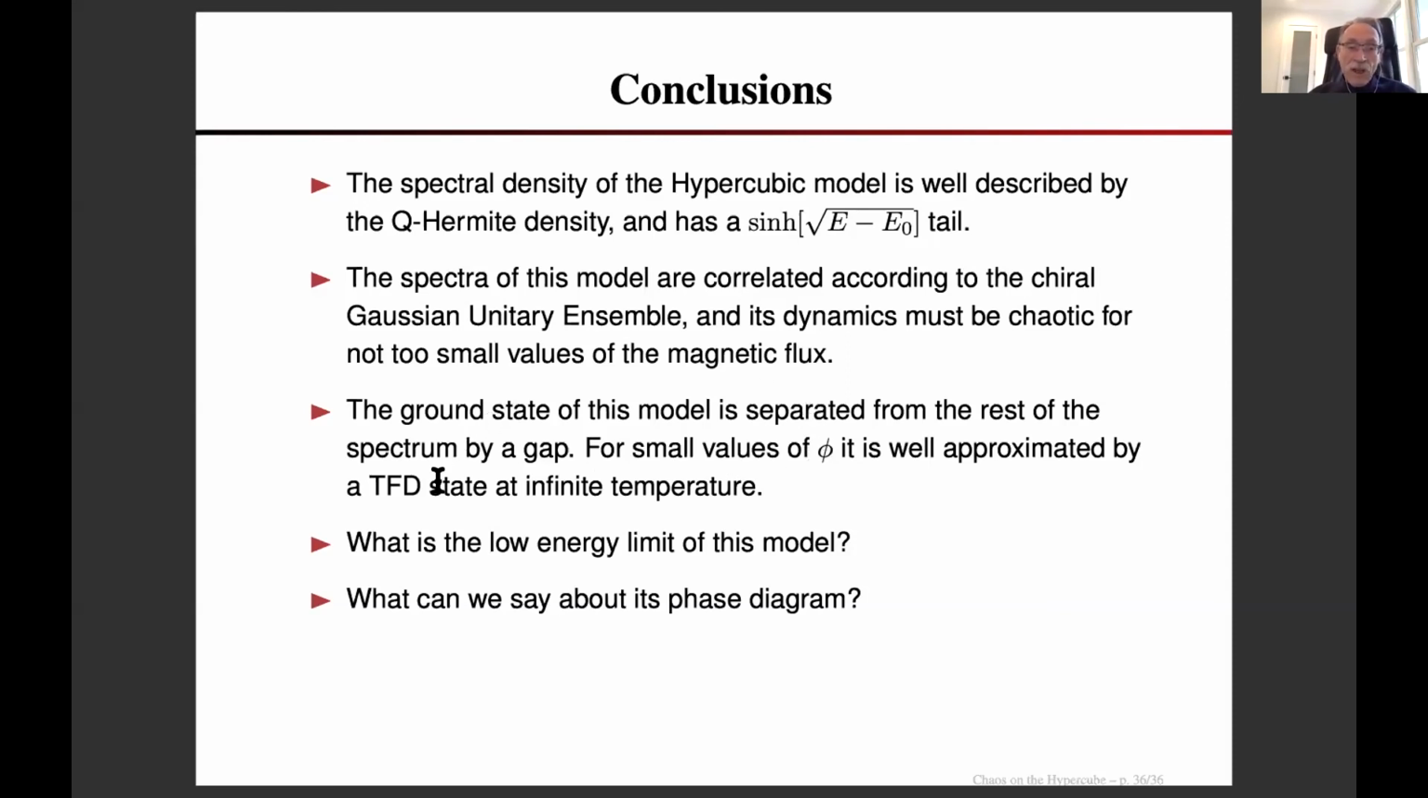So one of the questions we have is what is the low energy limit of this model in order to better understand the chaotic nature of the spectra. Also the phase diagram, but I also already mentioned that.